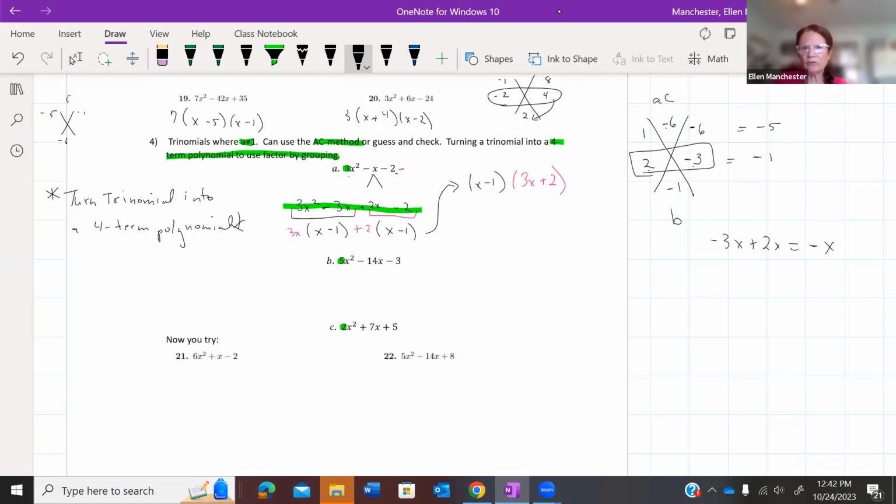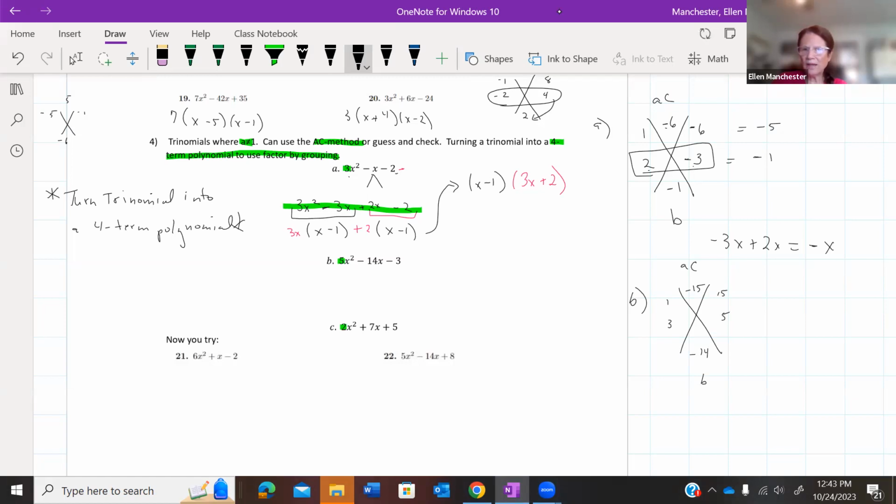All right, so this was A, this is B. So remember, A times C goes in the top, so I have negative 15, and B goes in the bottom, which is negative 14. So I want factors of negative 15.